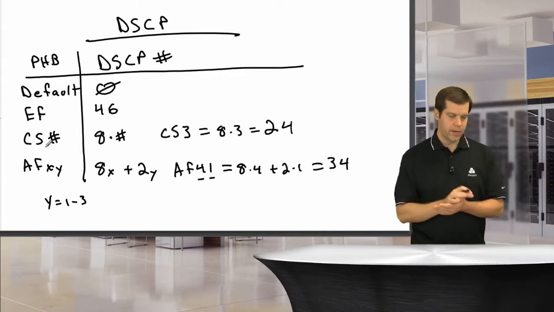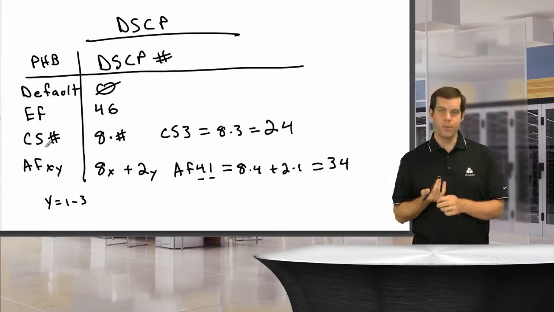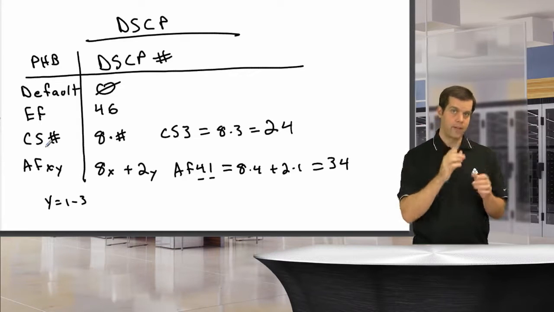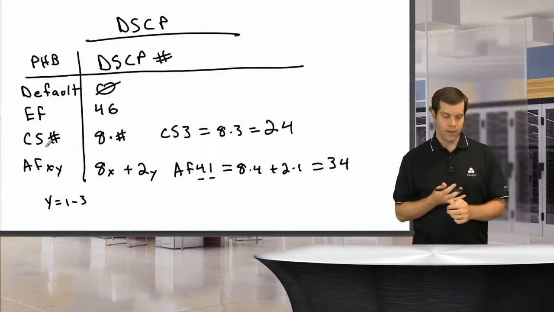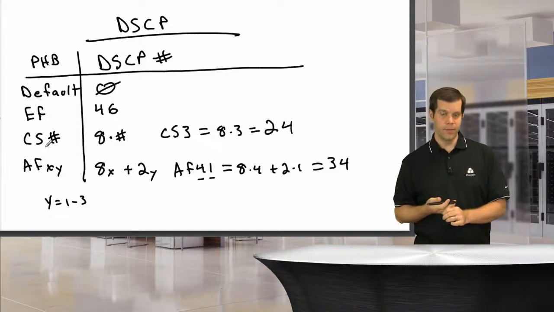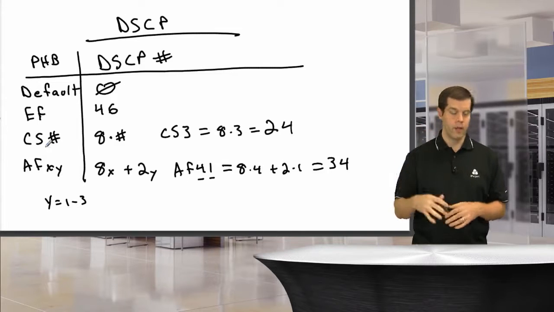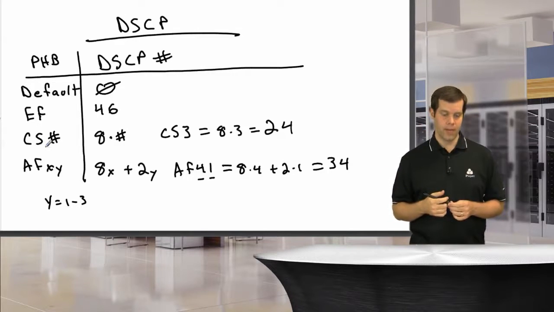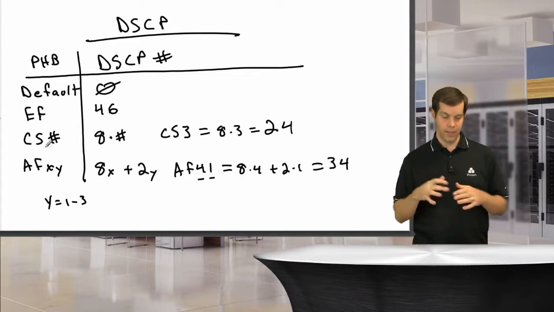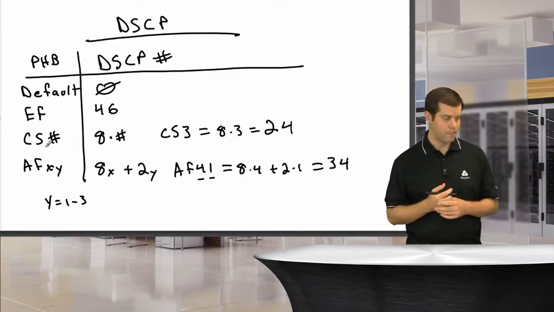Okay, so that's the markings. So we talked about classification. We have a number of ways to identify different types of traffic. We have a number of different markings to use, each with different values. In general, the higher the value, the better the treatment it's going to get through the network. There are a few different exceptions, but in general, that's the way it's going to go.